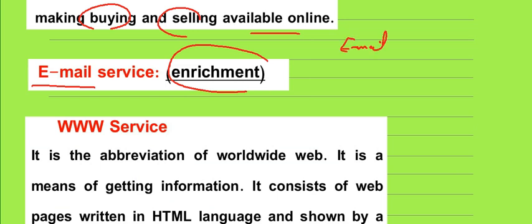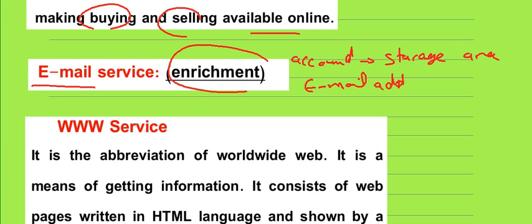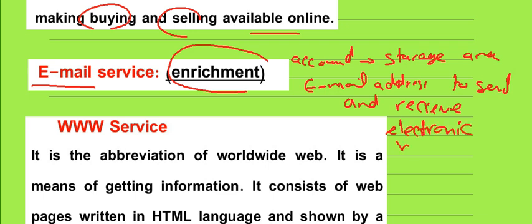Email: they provide you an account on the service and an email address to send and receive electronic messages. Easy. We can write it. In the email service, you are provided with an email account, which contains a storage area and an email address to send and receive electronic messages.